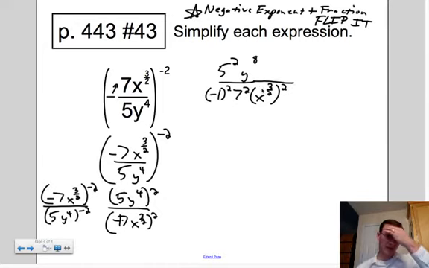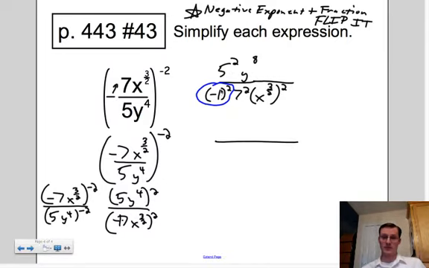Okay, so the thing that first comes to my eye is this negative 1 squared. 2 negatives are going to multiply to give you a positive, so this is going to be a positive. And really, we don't have to put the positive there, but we can just for instructional purposes. 5 squared, that's going to be 25, y to the eighth, over 7 squared is 49. Now we get to the interesting part here.